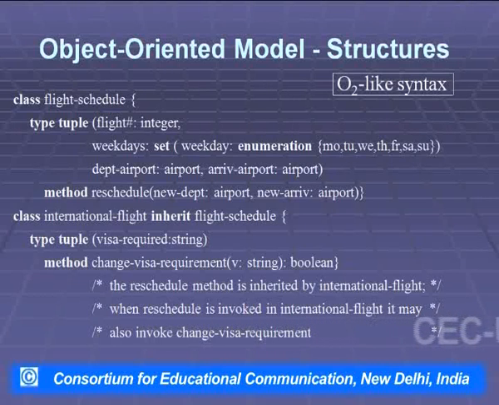You can see it, like syntax: class flight schedule, type tuple, flight integer, weekdays, the parameters have been given, departure airport. Method: the class international flight inherits flight schedule, type tuple, visa required, and listing through that, method change visa requirement, visa string and boolean. The reschedule method is inherited by the international flights. When reschedule is invoked in international flight, it may also invoke change visa requirements.